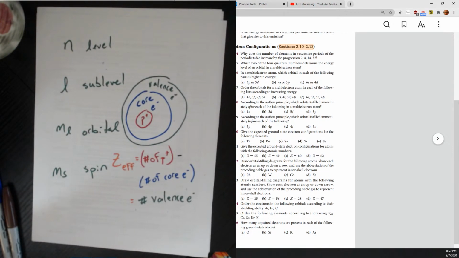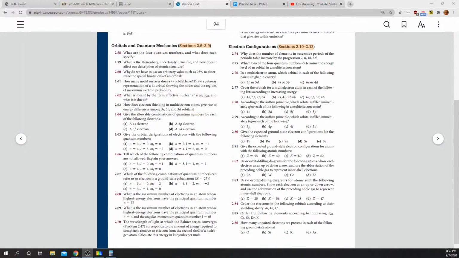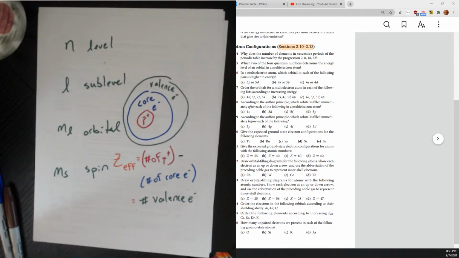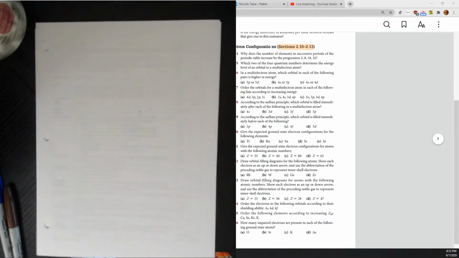64. Give the allowable combinations of quantum numbers for each of the following electrons. A 4s, a 3p, a 5f, a 5d. All right. What the heck? That was weird. Okay, I just did a thing. Okay, this is easy enough to fix. All right, and it's fixed. Okay. I accidentally dragged a thing, and it totally changed the arrangement of stuff. But, all right, so the allowable quantum numbers.